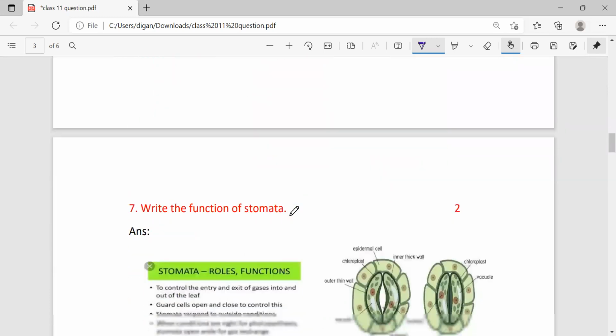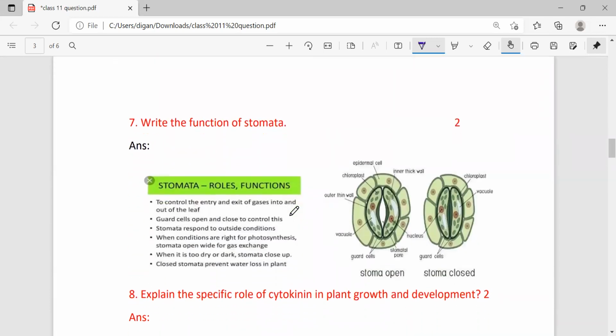Now come to the next question, that is: write the function of stomata. Stomata are present on the lower surface of the leaf. With the help of this minute pore-like structure, the transpiration process takes place. This pore is surrounded by 2 kidney-shaped cells, which are known as guard cells. This is the structure of the open stomata, and this is the structure of the closed stomata. So these 2 are the diagrams. If a 2 marks question comes with the function, you have to draw the diagram also.